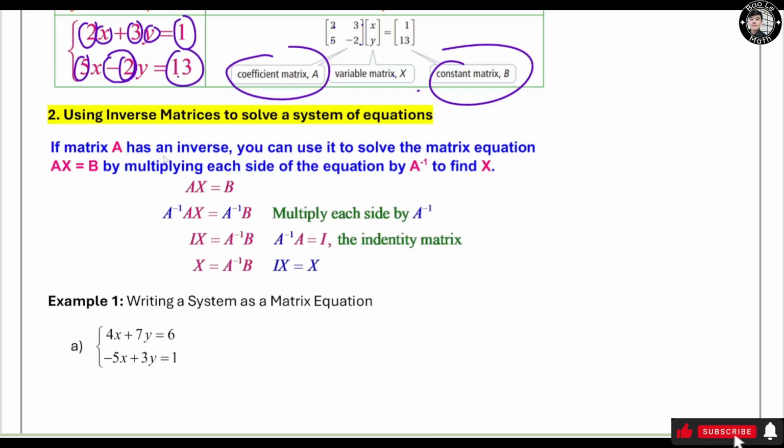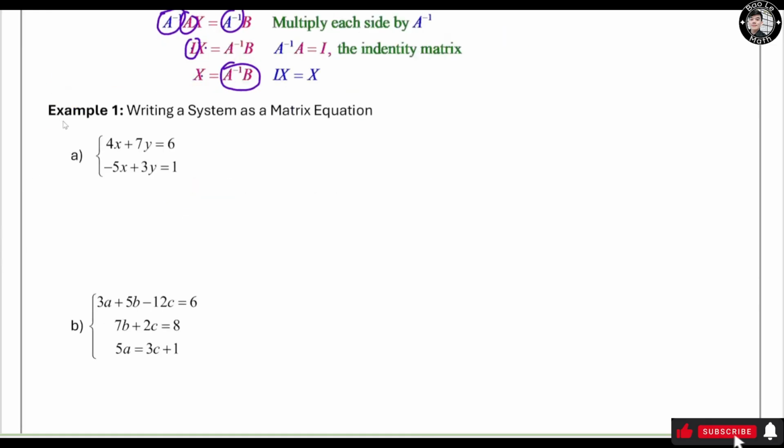If matrix A has an inverse, you can use it to solve the matrix equation AX equals B by multiplying each side of the equation by A inverse. So this one is the original matrix equation. I'm going to multiply both sides by A inverse. This times this turns out to be the identity matrix. The identity matrix multiplied by the matrix X is going to be X. The right-hand side is going to be A inverse times B. Now, let's move on to example number 1.